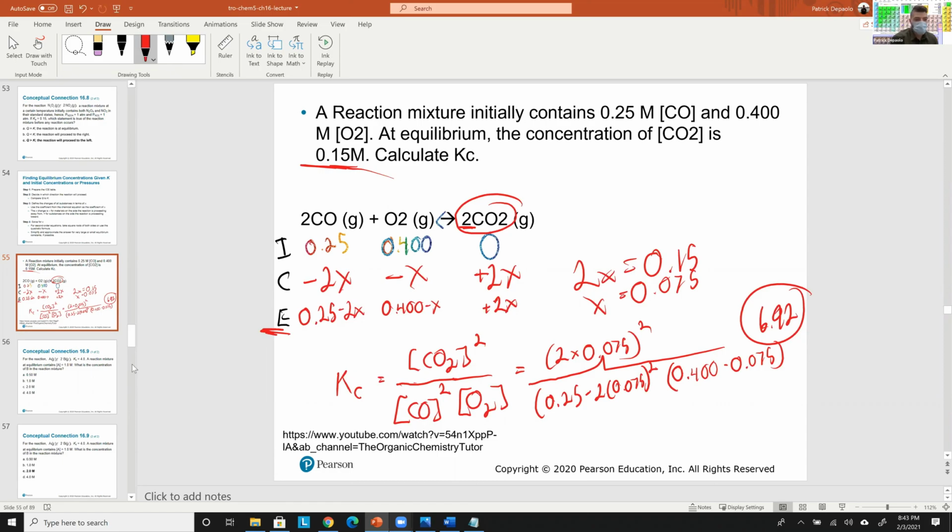Good, good. Any questions on this? This was a relatively easier ICE table. Sometimes, and most of the time, the traditional problem is they give you Kc and they're asking you to find the equilibrium concentrations of everything else. In that case, you would have 2x squared over 0.25 minus 2x squared times 0.40 minus x equals whatever Kc is. Let's say it's 10. Then you'd have to solve for x, which you'd have to use the quadratic formula for. So this would probably be the hardest one.